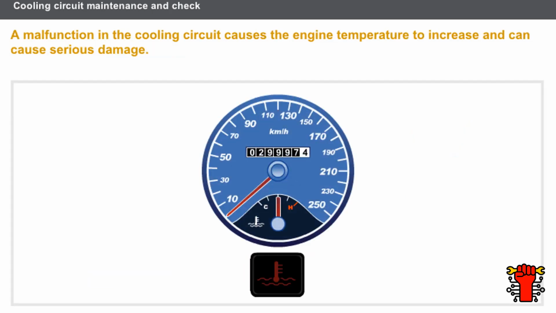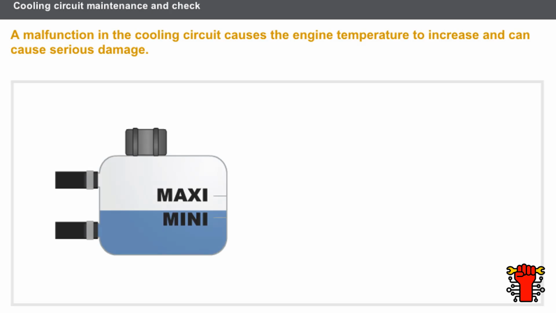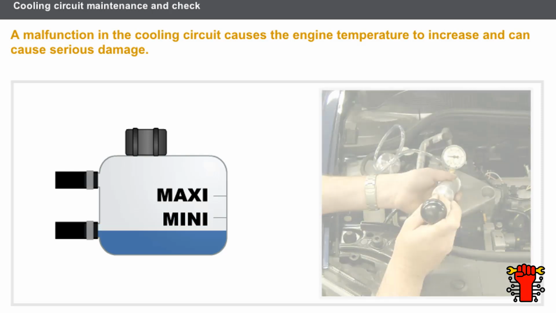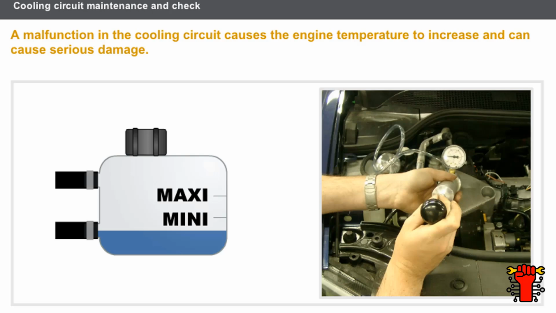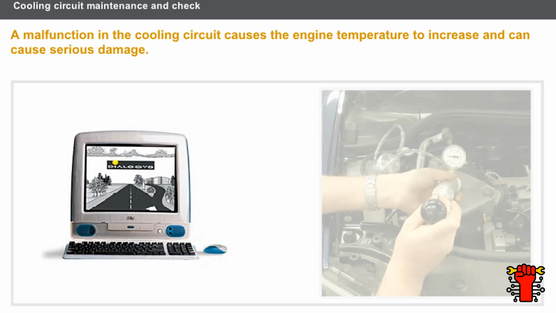A malfunction in the cooling circuit causes the engine temperature to increase. The warning light linked to a temperature sensor informs the driver. If the level is below the minimum mark, check for leaks. You have several tools to check the circuit with. In any case, you can read the special tooling section in the technical documentation.